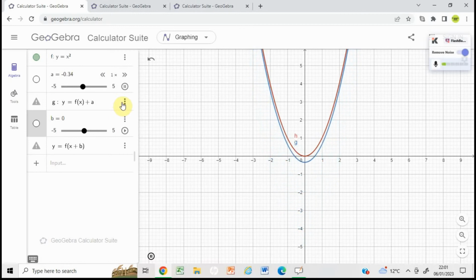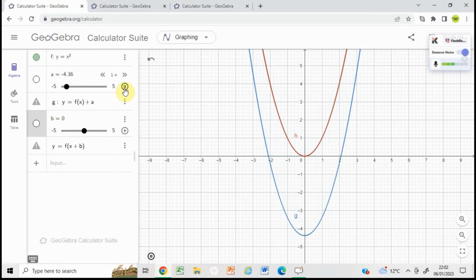So this is a vertical movement, up and down. As we can see, this movement only impacts the y coordinates, the x coordinates remain the same. So if a is positive, the graph moves up. If a is negative, the graph moves down. So this is only a vertical movement.